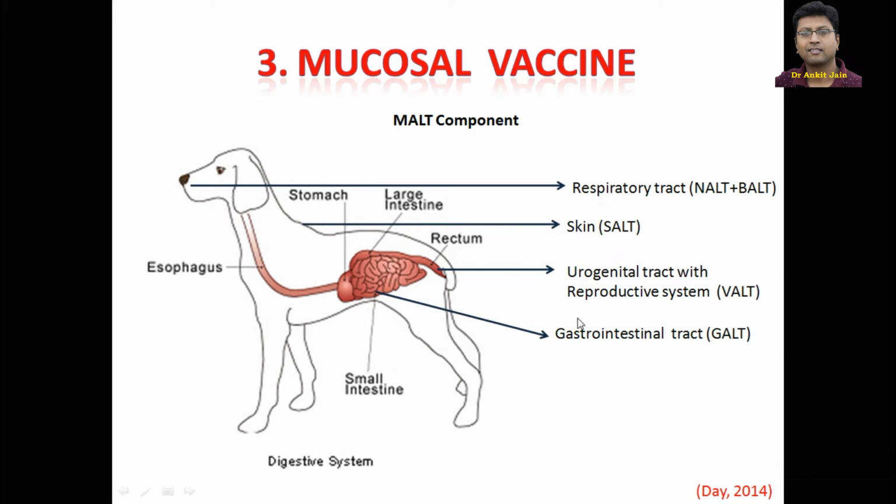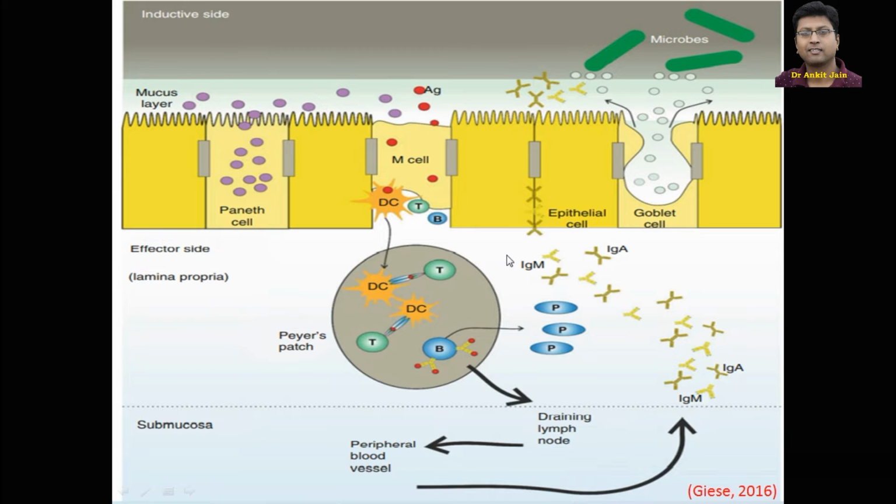So all these lymphoid tissues are associated with the mucosa, and when we introduce the vaccine on the mucosal surface, it is called a mucosal vaccine. So how does this mucosal vaccine work? When we are giving the mucosal vaccine orally, that oral vaccine goes inside the mucosa of the gastrointestinal tract.